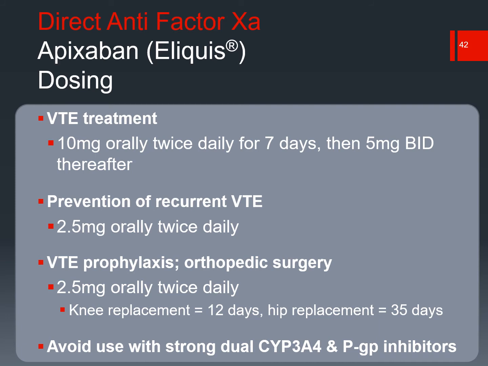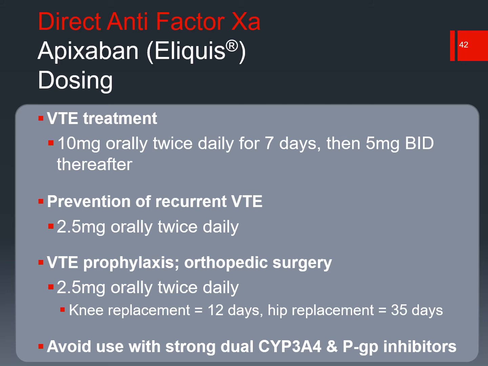VTE prophylaxis dosing is specific to orthopedic surgery. So specifically, we have knee replacements and hip replacements can be anticoagulated using apixaban 2.5 milligrams given orally twice daily. So this is, again, a low dose. It is just prevention of a VTE. The patient does not currently have a VTE. We just want to prevent one.